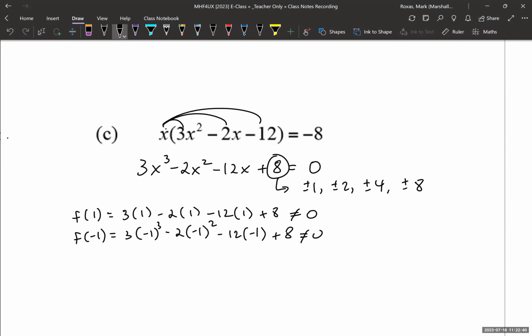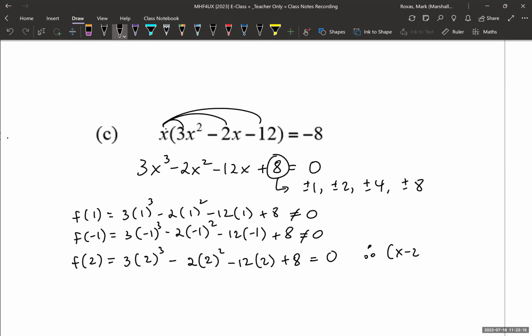And that does not look like it's going to be 0 either. But if we tried f of 2, I forgot some cubes and squares up here. Okay, if I tried f of 2, let's see what that one looks like. 3 times 2 cubed, that's 8. So 8 times 3 is 24. Minus 2 times 2 squared, that's 4 times 2 is 8. So 24 minus 8 is 16. Minus 12 times 2 is minus 24. So that brings me to minus 8. And you add 8, that brings me to 0. So there's our factor there. So therefore, x minus 2 is a factor.